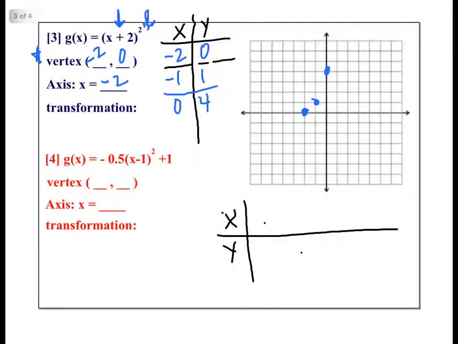And now, if we remember before, I can reflect those points over my axis of symmetry. And then I can draw my graph right through. Okay, so transformation, in this case, I shifted, oops, let's fix that, but it's going to shift 2 to the left.